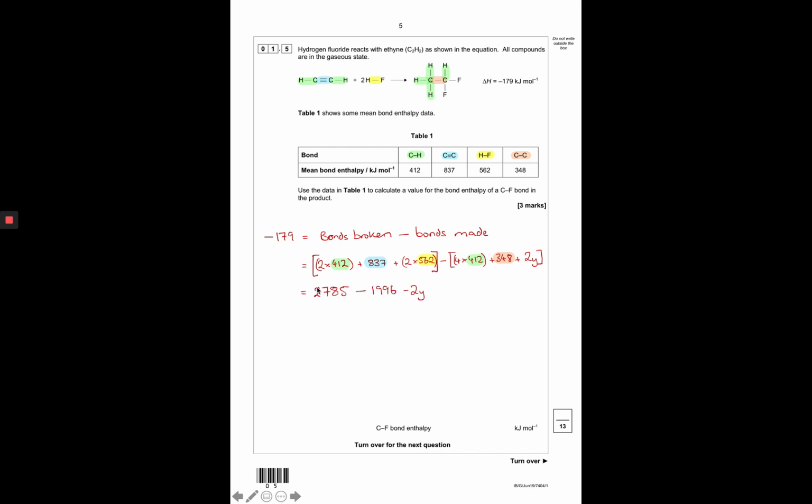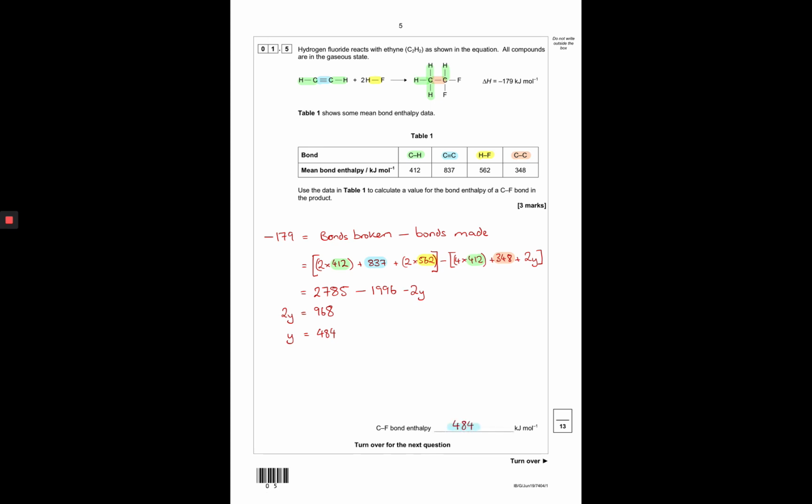Put the numbers in. Students ask about exam technique, and I'm going to mention it quite a lot during this video. Setting your work out clearly is not just for the person marking your work, but it really does reduce the chance that you're going to make a mistake. So write the calculation out, write the answers to those calculations, and then start to sort things out. So we can now resolve this. We get 2y equals 968, and therefore y equals 484.